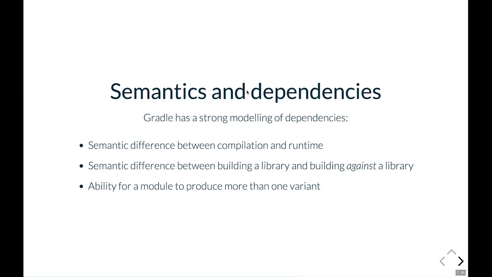There is really a semantic meaning with what's done, and it really helps when you understand that and play with it. There is a semantic difference between compilation and runtime. There is a semantic difference between building a library and building against a library. For us and for Gradle, it's really important to say a module must be able to produce more than one variant. And when you do that, it needs to be richer than what's available, for example, in Maven with classifiers.